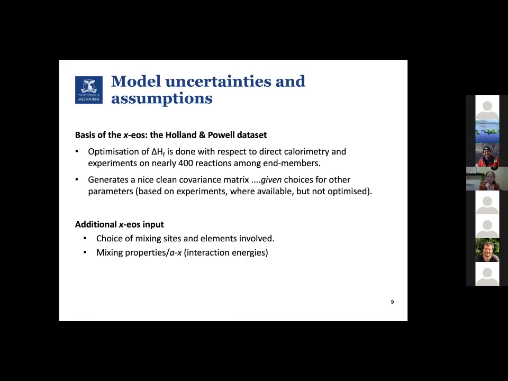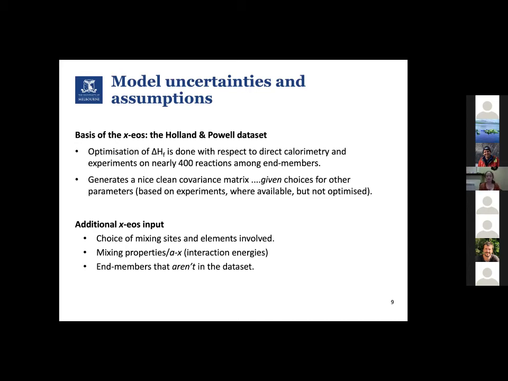And we add to that then the parameters that need to be calibrated, which are the mixing properties. So how do we handle the effect on the mineral's thermodynamics of mixing end members in different proportions? And typically the parameters that we're talking about here are interaction energies. And then increasingly, as the x-eos get rather large and complex in the modern era, we have a lot of end members that actually aren't in the data set for one reason or another.